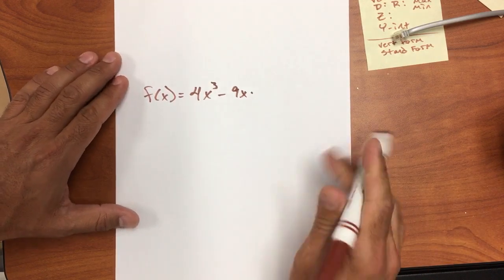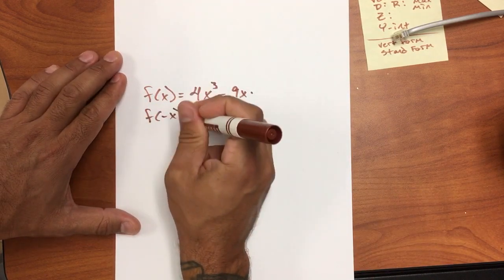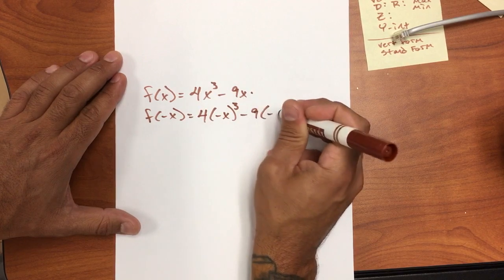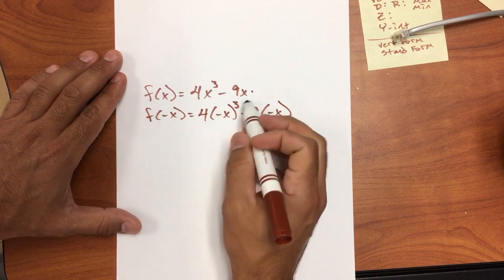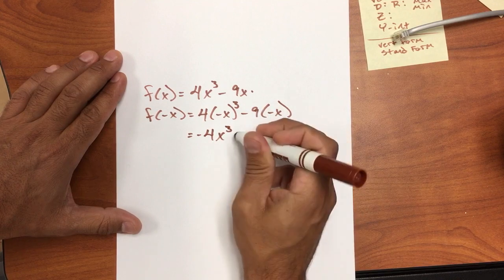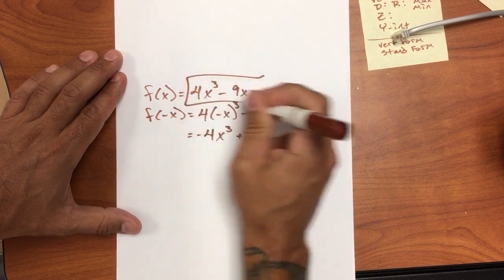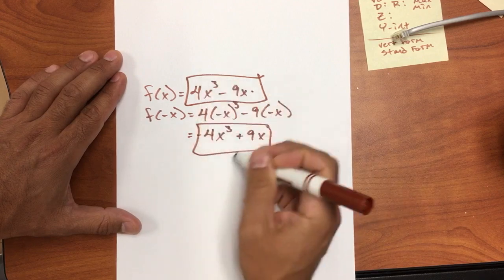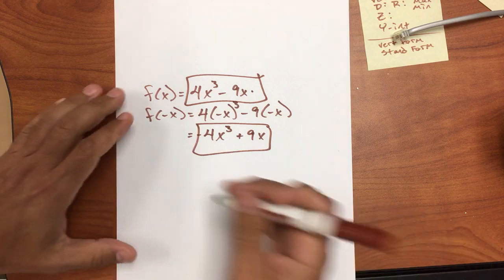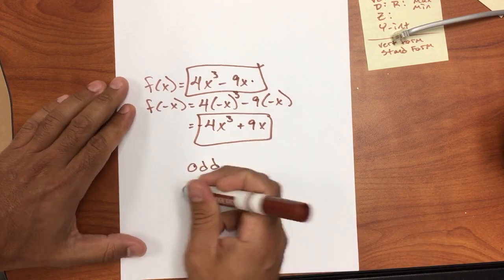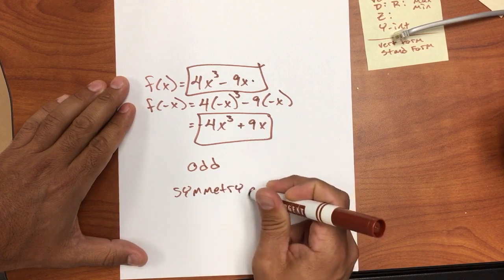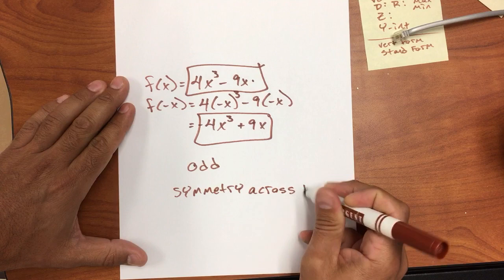So if I have something like this, plug in my negative x, when I do this to the power of 3, it's going to be negative. When I do this, it's going to become plus. So when I look at this and I look at this, all of my values change signs. So that means that f of negative x equals negative f of x, which means it's an odd function, which means that it has symmetry across the origin.